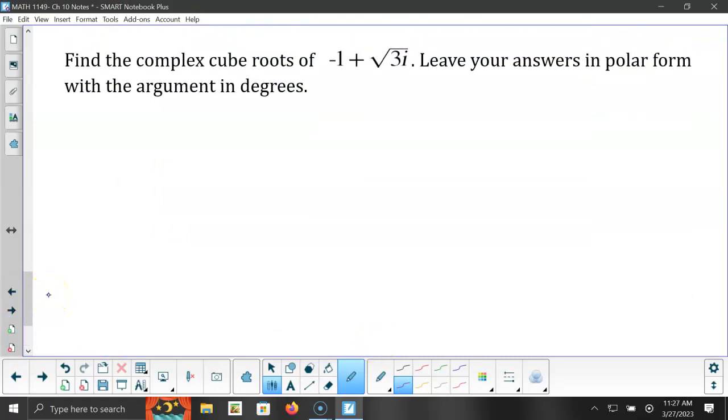All right. So, find the complex roots, cube roots. That's important. Yep. So, cube roots. So, third root, yeah, that's going to be n. And then leave your answers in polar form with the argument in degrees.